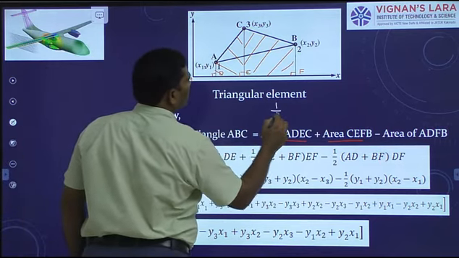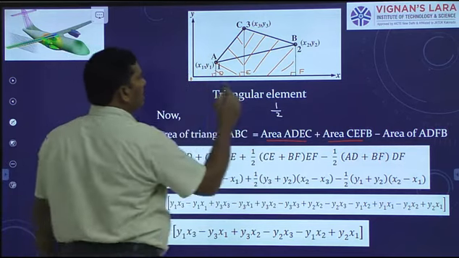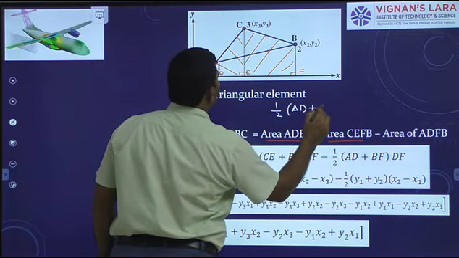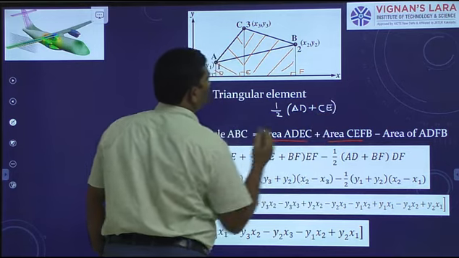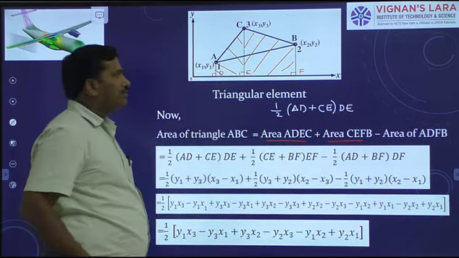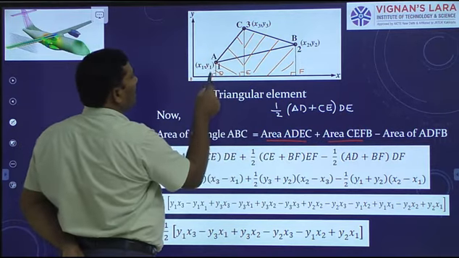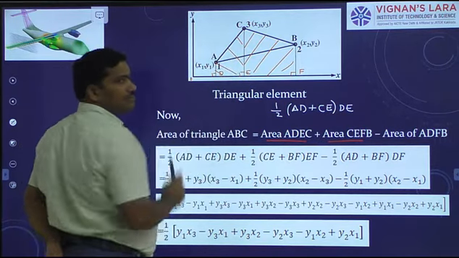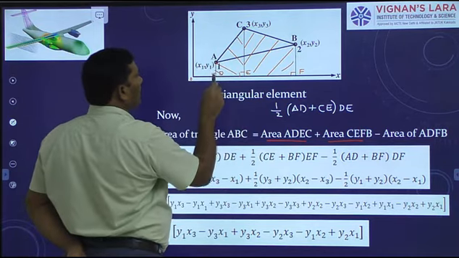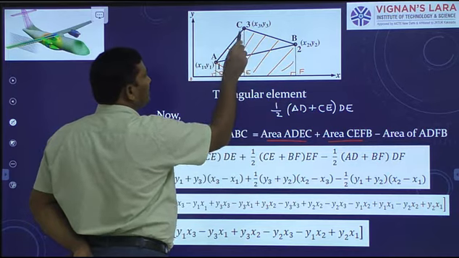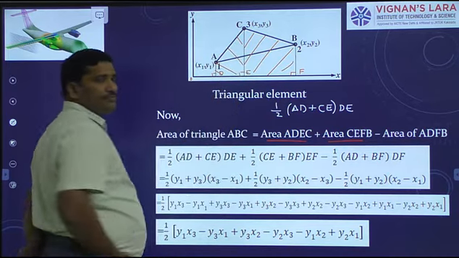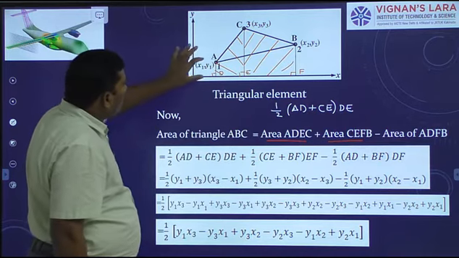Now, how do I get it? So here, area of this figure ADEC is half into AD plus CE, into DE. Observe carefully. Area of figure ADEC equals 1 by 2 into AD plus CE, into DE. Okay? Now, what is AD?